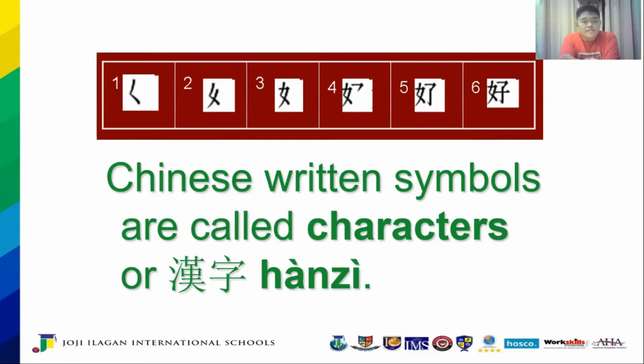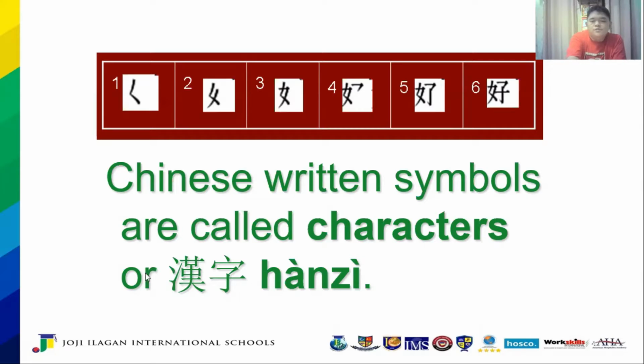Okay, Chinese written symbols are called characters or hanzi. All the so-called letters or symbols that you see in written Chinese are called characters or hanzi, or the characters of the Han. Han means the Han people of China. If you reviewed our first lesson, Mandarin Chinese in particular is spoken mostly by the Han people of China, the Han tribe or Han ethnicity. So they have their writing system and they have this Hanzi.